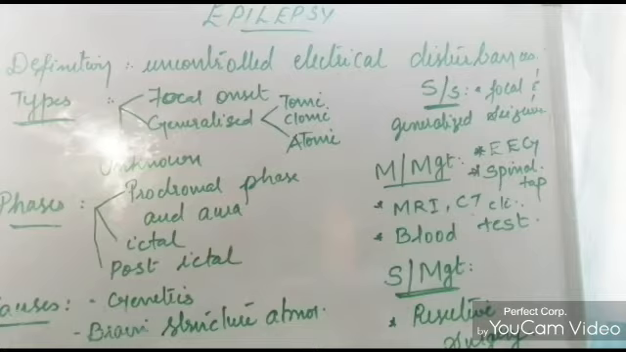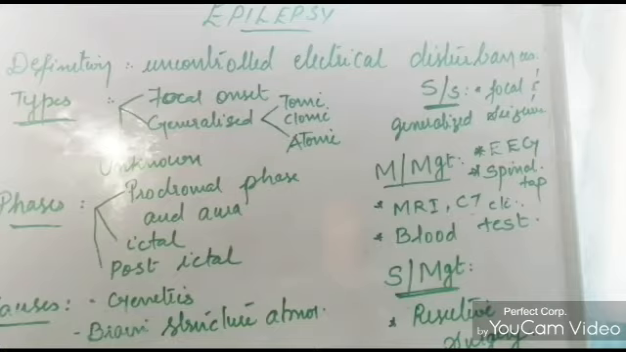Last one is the unknown onset seizure. Sometimes no one sees the beginning of a seizure. I will give you one example. Someone may wake in the middle of the night and observe that their partner is having a seizure. This is known as the unknown onset seizure.